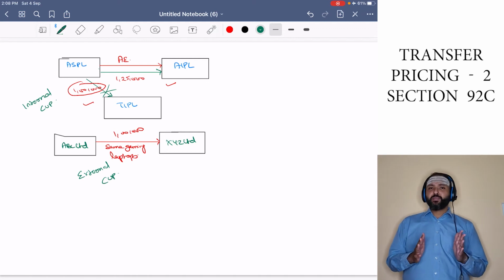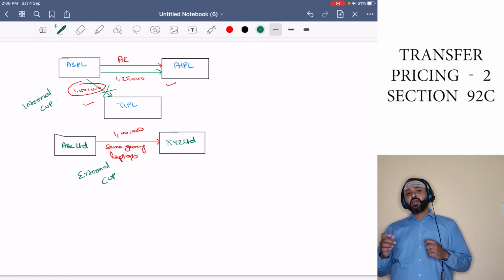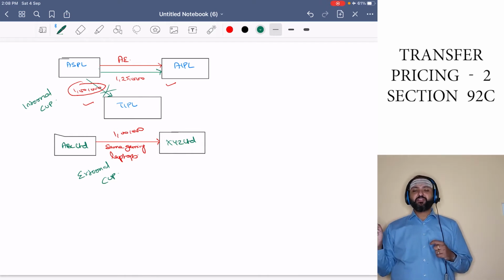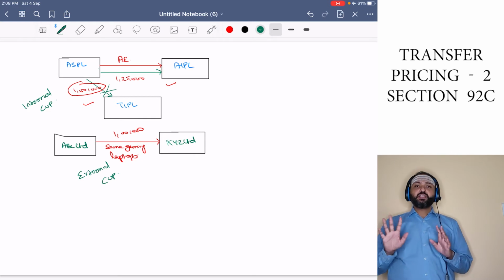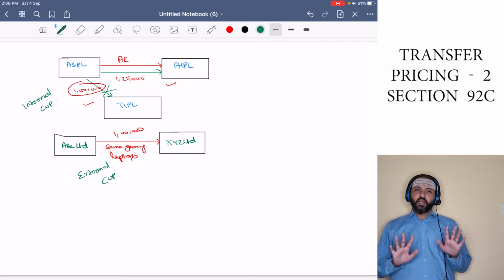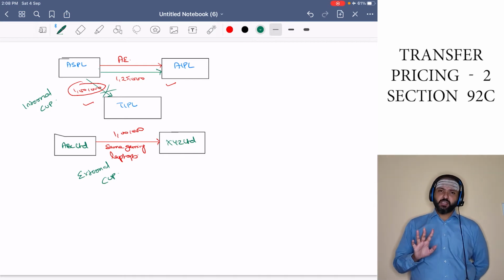These comparable companies will then check for data which are similar, and then you will see whether external CUP can be identified from the data available. If external CUP can be identified, then you will value the particular international transaction using the CUP method. Okay, so this is how CUP method is applied.